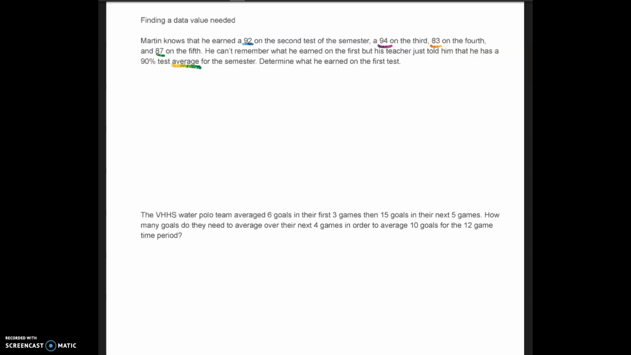We would take his first test, but we don't know what he got on his first test, so we're going to call that X. And then we would add that to the second test. We would add that to the third test, to the fourth test, and to the fifth test. And we would divide by how many things we're adding together, which is 1, 2, 3, 4, 5, and that would normally tell us our average.